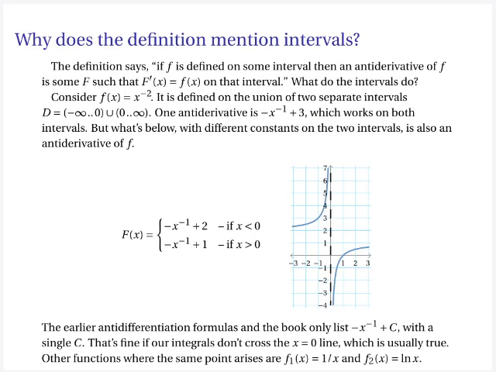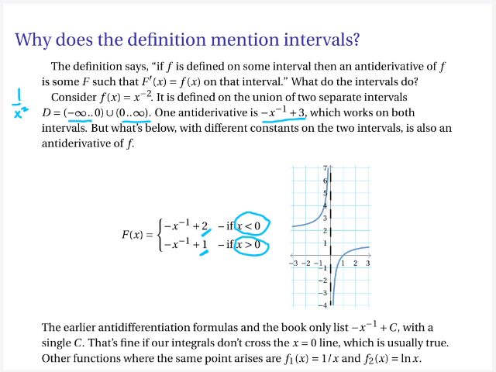So consider, for example, the function f of x equals 1 over x squared. We know that it's not defined at x equals 0. So that is to say that it's defined for the negatives and it's defined for the positives, but not at 0. It's absolutely the case that one antiderivative is minus x to the minus 1 plus capital C. If you take the derivative of minus x to the minus 1 following the formulas from the formula slide, you will indeed get x to the minus 2. However, what's below has a different constant for the negatives than it has for the positives. That also works.